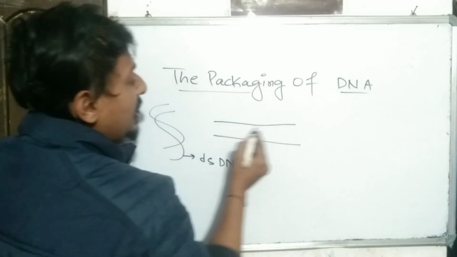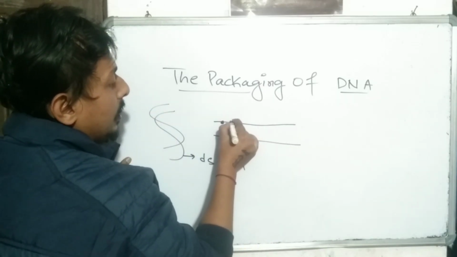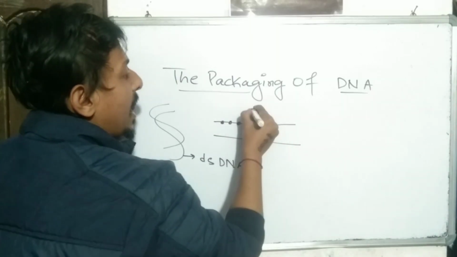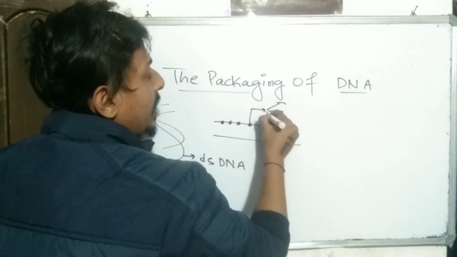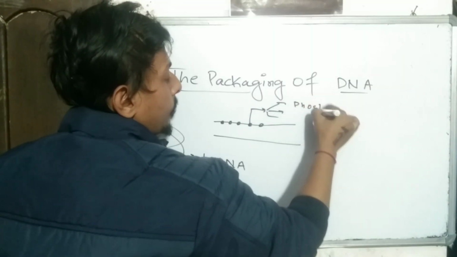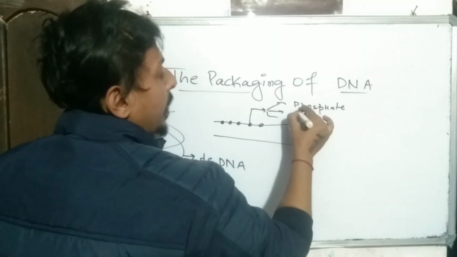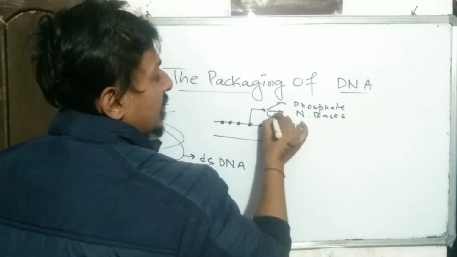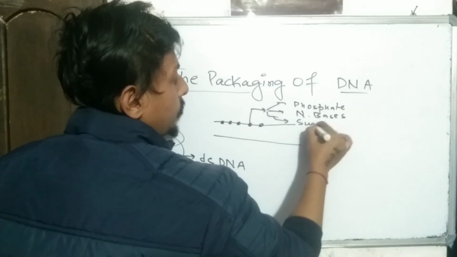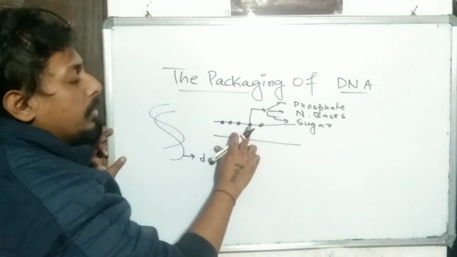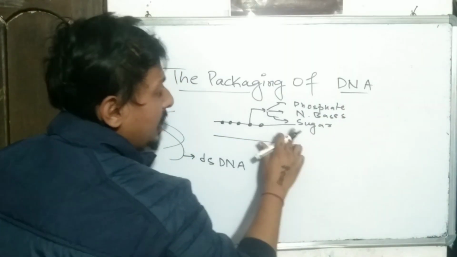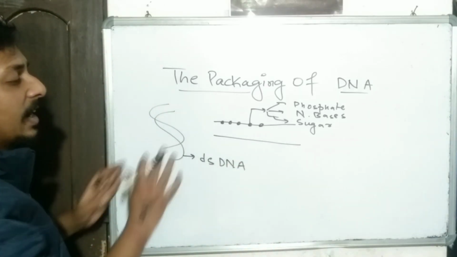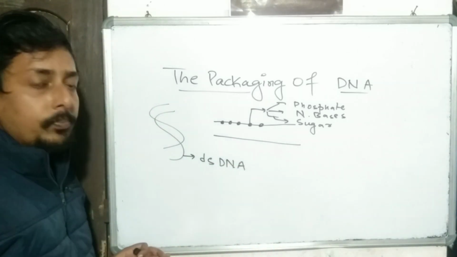Now, what is there in one chain? In one chain there are monomers made up of nucleotides. And what is there in one nucleotide? There are 3 things. Number 1 is phosphate group. Number 2 is nitrogenous bases or N bases. And number 3 is sugar. Now, these 3 make one unit, and this one unit makes a chain. Like that, there are 2 chains, and these 2 chains are arranged in a helical manner. This is basically a DNA.